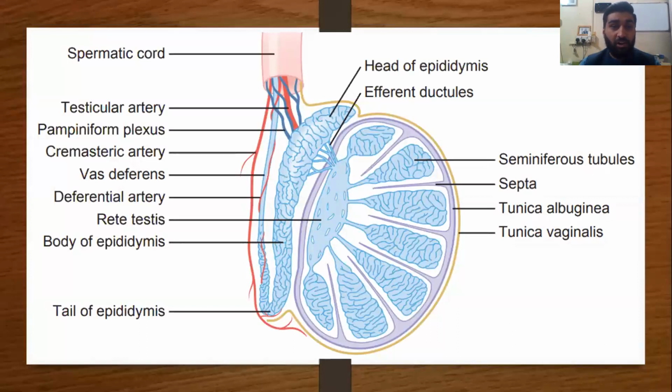It's the diagrammatic anatomy of the testes. We have a spermatic cord with its contents: the testicular artery, pampiniform plexus, cremasteric artery, vas deferens, and deferential artery. These 5 are the contents of the spermatic cord. Then comes the rete testis, the body of the epididymis and tail of the epididymis. On the superior pole of the testis, there is the head of the epididymis and the efferent ductules that are exiting the seminiferous tubules, and in between the seminiferous tubules there are the septa. Then the tunica albuginea, and the outermost is the tunica vaginalis.